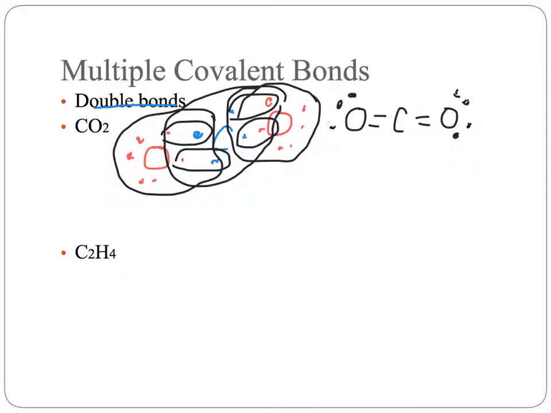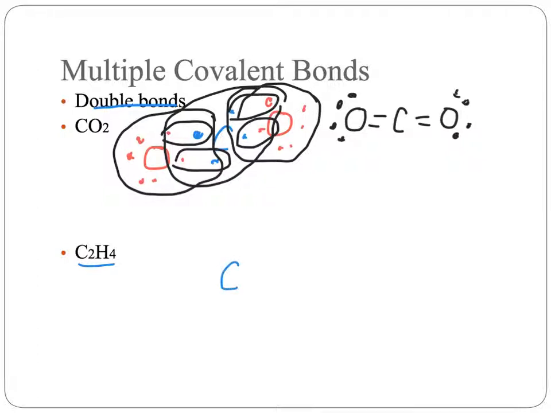So we have not only single bonds, but we also have double bonds. And the double bonds sort of tighten up this molecule, pull it together a little bit more strongly than if it was just a single bond. Another molecule with double bonds is this dicarbon tetrahydride, more commonly known as ethene.